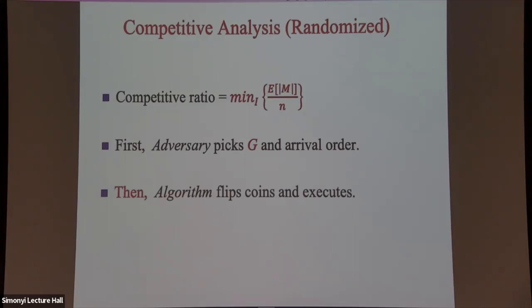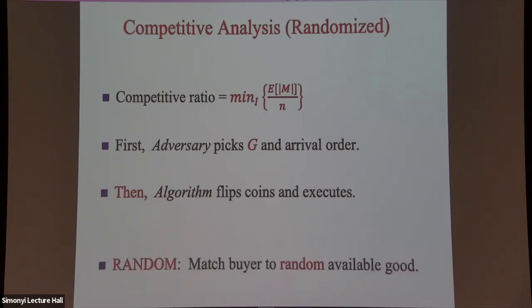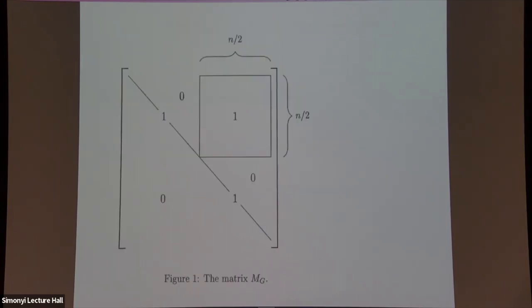Okay, and one obvious algorithm, really, really obvious one, is that you match each buyer to a random available good. By available, I mean that the edge is present and the good has not been matched so far. Among all those edges, all those goods which are available, pick a random one. And that's actually not much better than half because of the following example.